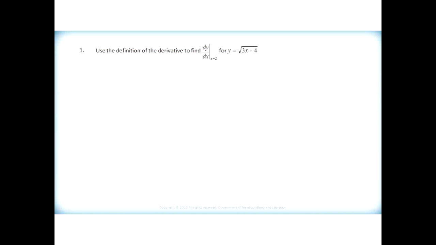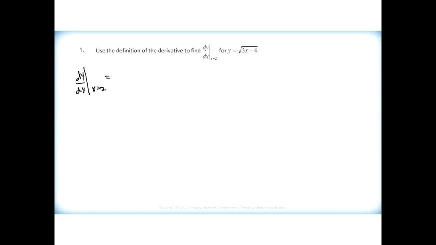Alrighty, let's see what's next. Whew, another one. So this time it says use the definition of the derivative to find dy over dx at x equals 2 for the function y equals the square root of 3x plus 4. So let's use our second definition, because we did one like that already with the first definition. So we'll say dy over dx, where x equals 2. And this is the more common definition that we use anyway.